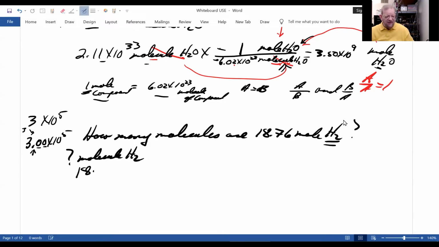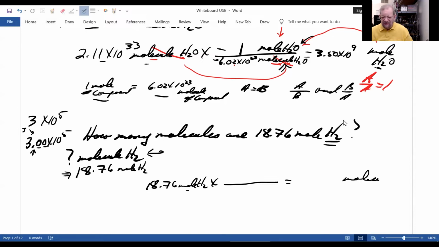And here you have 18.76 moles of H2. And how do you begin? This is the only number we have, so I'm going to start with that because that's all I have. If I had a ratio, I could multiply this number to what units do I want my answer in? Well, we figured that out. Molecules of hydrogen gas.